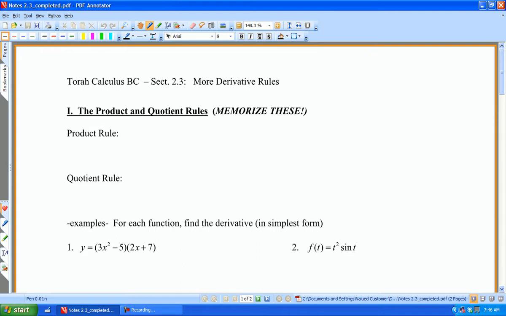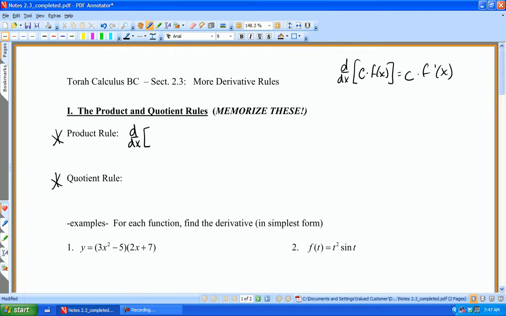Okay, here's the two new rules we need to learn. If you think back to the notes that you had in section 2.2, you learned some derivative rules. The only one that involved any kind of multiplication was the constant multiple rule. I'm going to write this up at the top. It was that if you had the derivative of a constant times a function, the constant stayed there, and then you took the derivative of the function. But we didn't have any rule that said what to do if you were multiplying two functions or dividing two functions. Yeah, we have one for adding and subtracting, but not multiplying and dividing. Turns out if you're multiplying or dividing two functions, you need to apply some special rules called the product rule or the quotient rule.